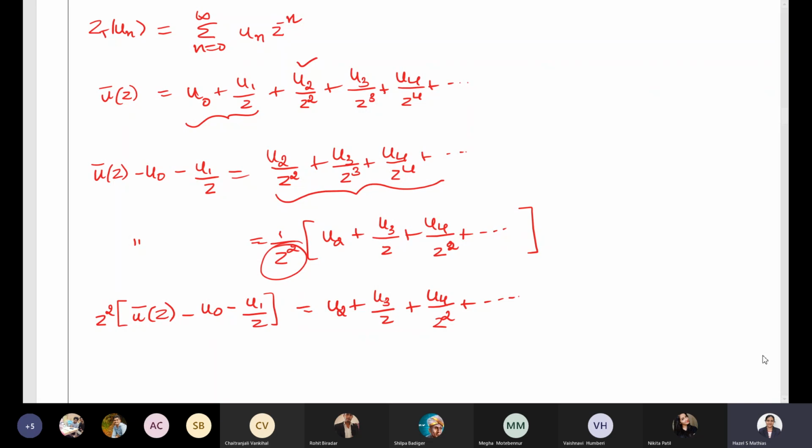Is it clear everyone? You need not learn this derivation, but just for your information I am telling you how we get the formula for u0, u1, u2, etc. Is it okay everyone?